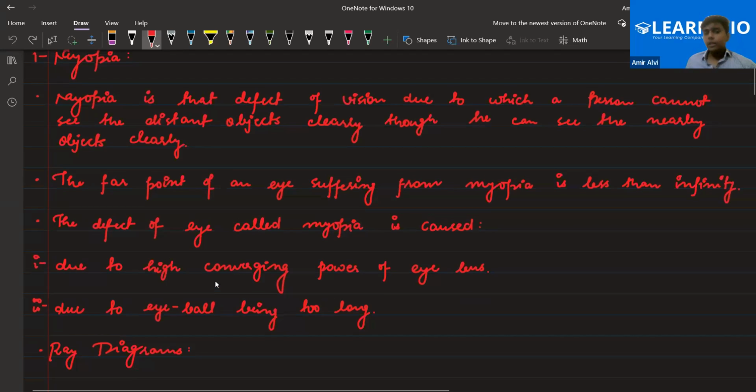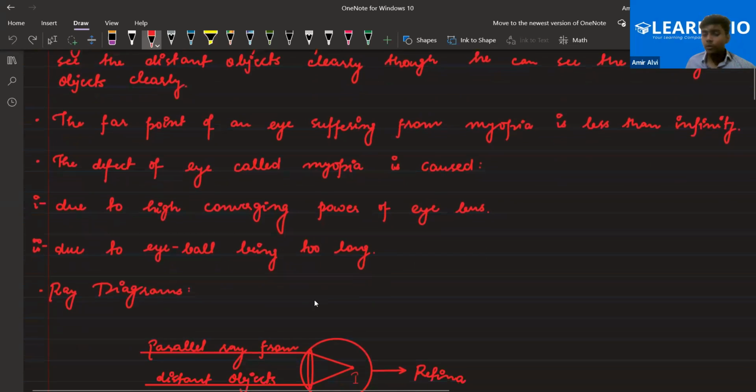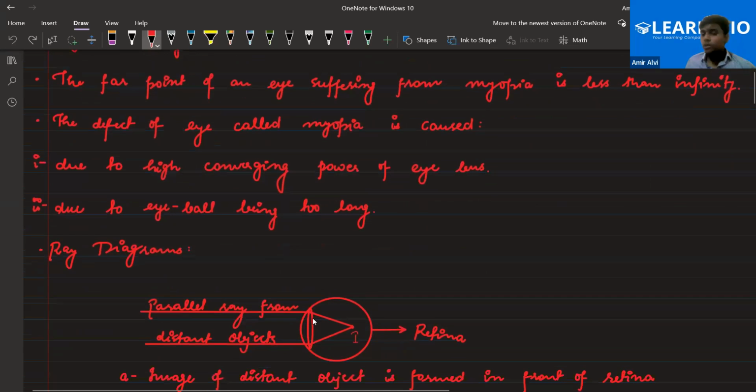Yes. So the defect of this eye is caused, first, by the high converging power of the eye lens. It means that the convex lens converges the rays in front of the retina. The rays cannot reach the retina due to the high converging power, right?